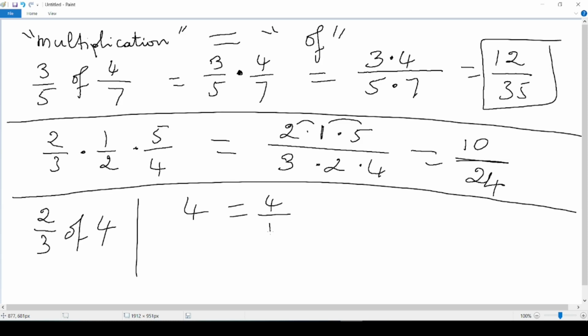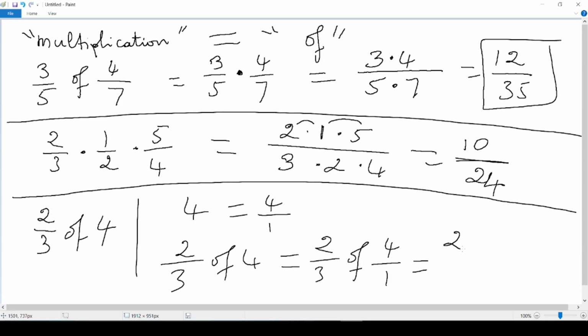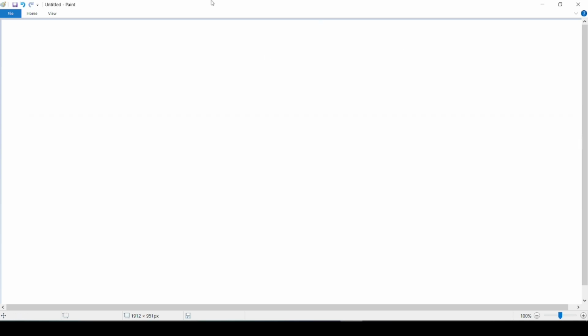So saying that we want to do 2/3 of 4 is saying we want to do 2/3 of 4 over 1, which is 2/3 times 4 over 1, and multiplying the tops, so that's 8 over 3. So let's do more examples.